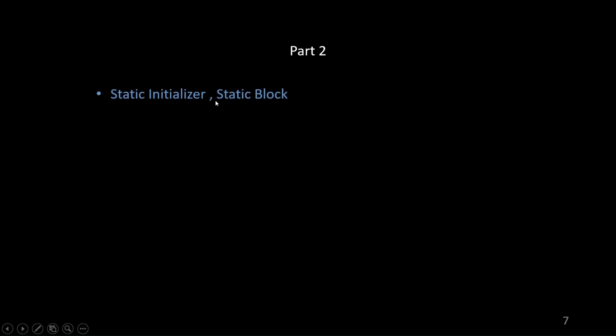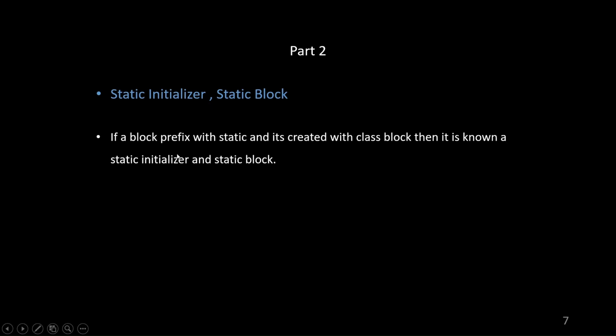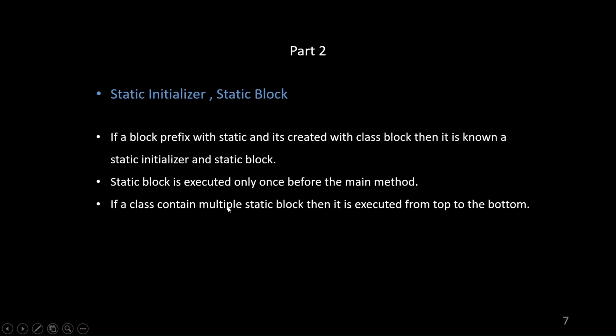So the static initializer and static block. If a block is prefixed with static and it's created within the class, then it is known as a static initializer or static block. A static block is executed only once before the main method. So you will understand how it works. If a class contains multiple static blocks, then they are executed from top to bottom. This is the characteristic of our static initializer and static block.